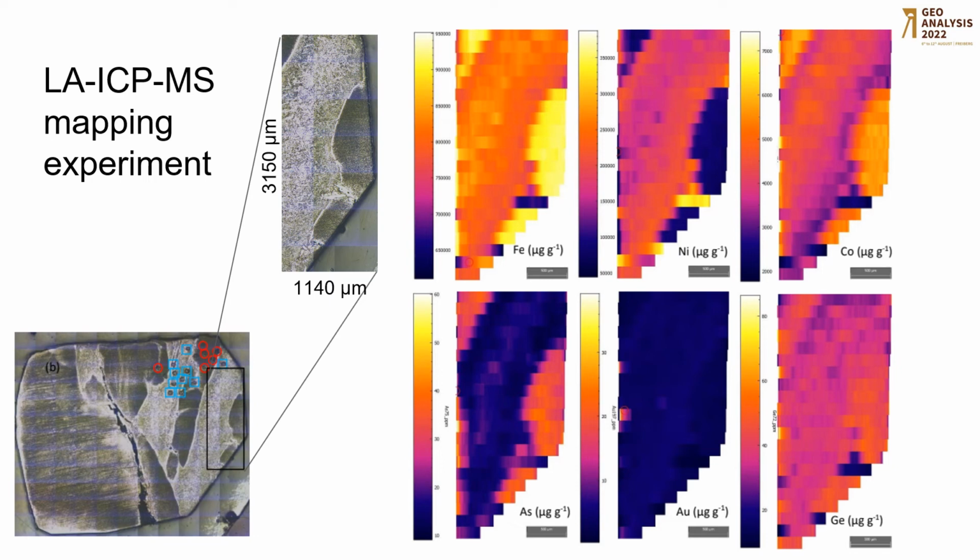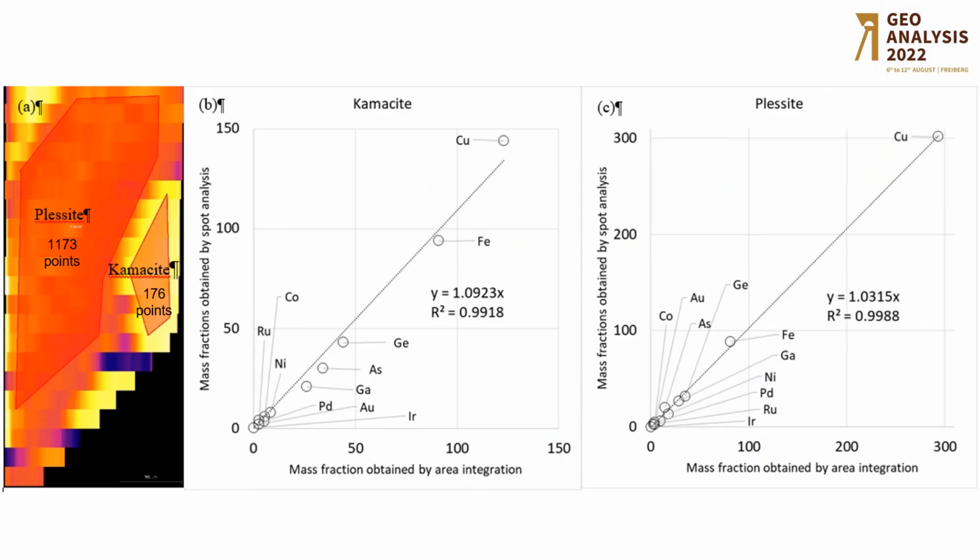In this experiment, we adopted the same approach for data reduction used for spot analysis. The raw analytical sequence took about 1 hour. The obtained composition maps of the measured areas clearly reproduced the differences between kamacite and plessite and agree with the mass fractions obtained by spot analysis, considering the uncertainties.